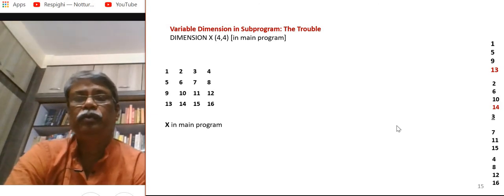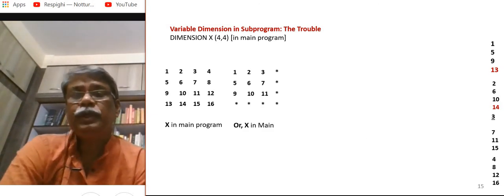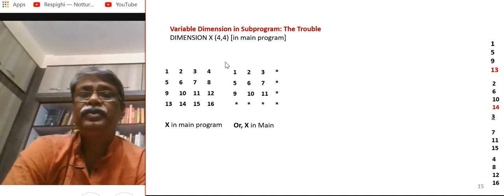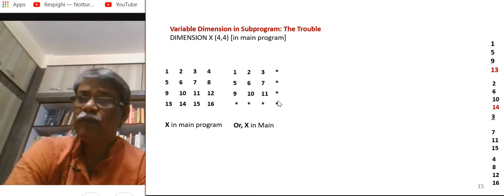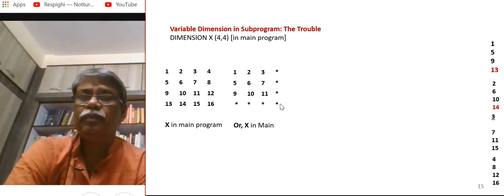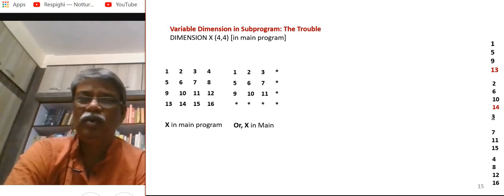Why am I telling you? Well, the next step is that suppose in the main it is declared 4 by 4, but you have defined a 3 by 3, while you have declared 4 by 4. That means these star elements are not defined. So according to different compilers, it takes up any arbitrary value, either very high or very low, or whatever, because you have not defined them, right?